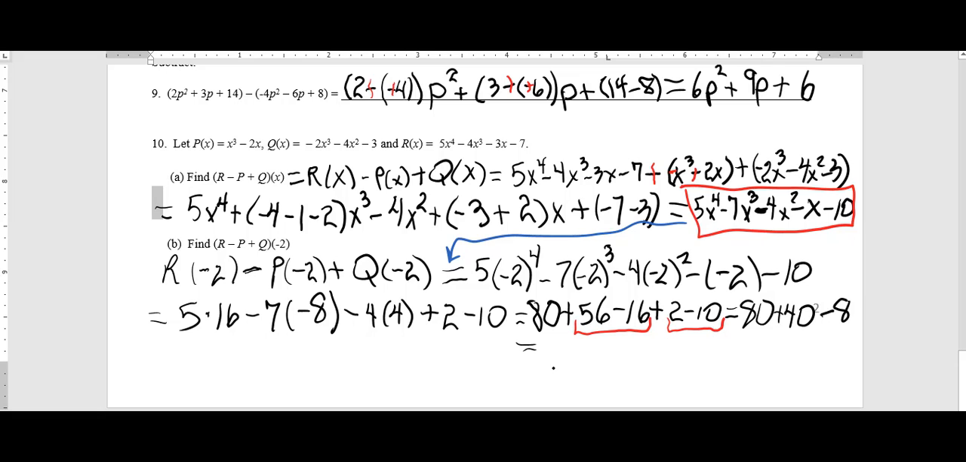So the result is 120 minus 8, which is 112.